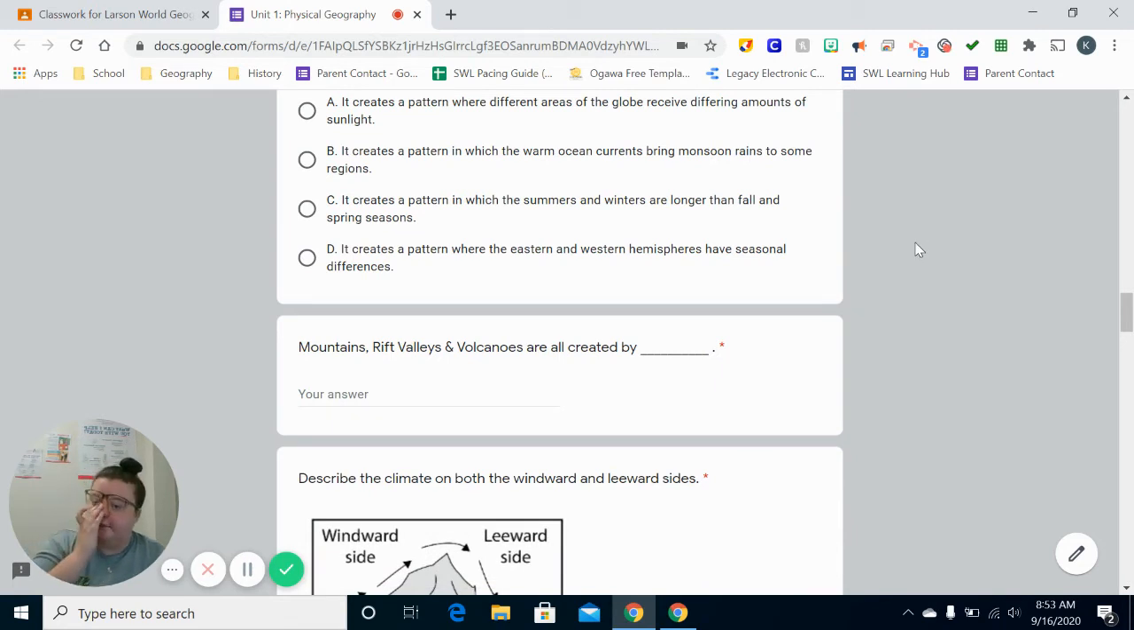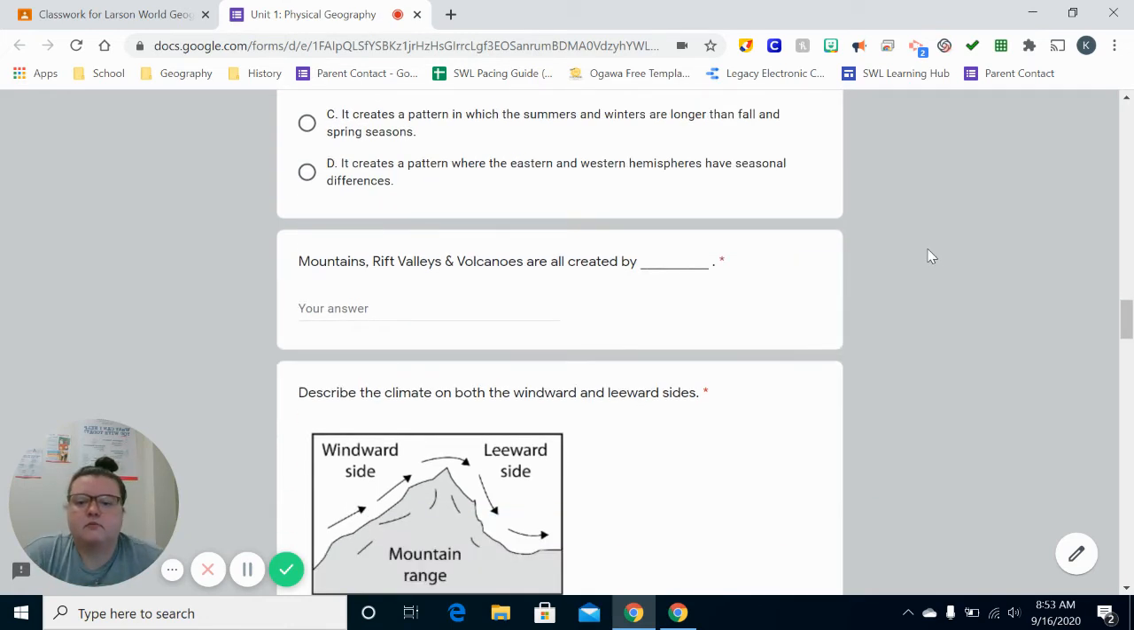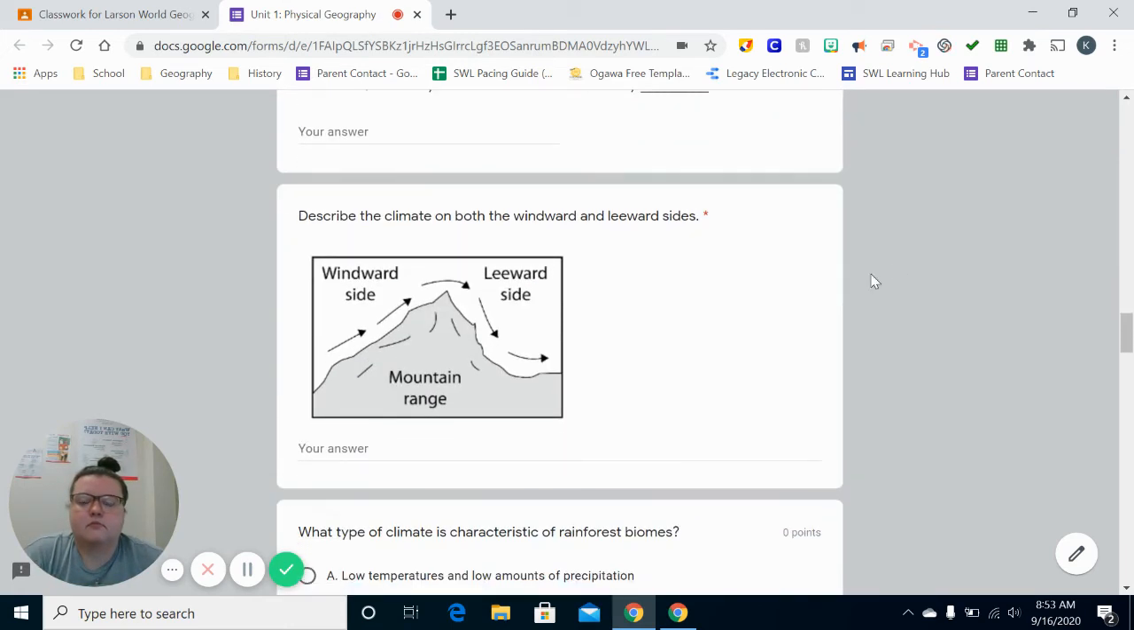The next question is, mountains, rift valleys, and volcanoes are all created by blank. 8. Describe the climate on both the windward and the leeward sides. So make sure you tell me both, windward and leeward, okay?